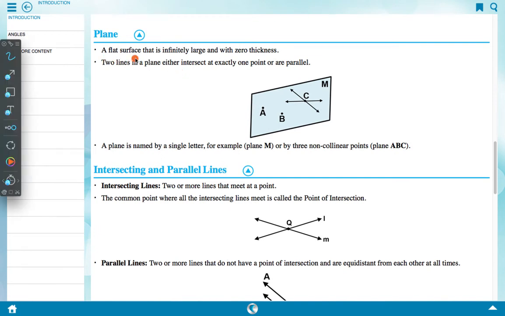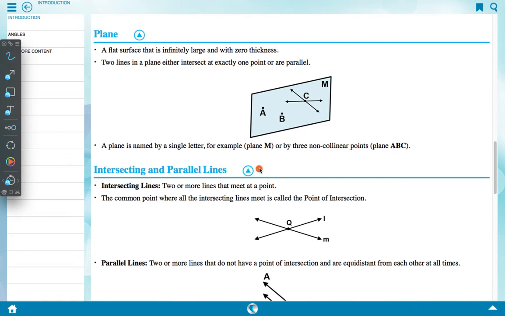Plane, a flat surface that is infinitely large and has zero thickness. Two lines in a plane either intersect at exactly one point or are parallel. Now this is our plane. A plane is named by a single letter, for example, plane M, or by three non-collinear points, plane A, B, C.